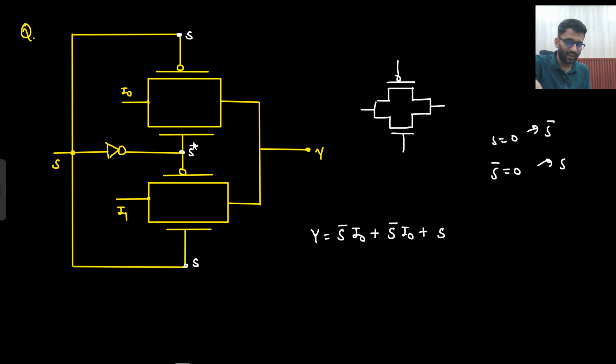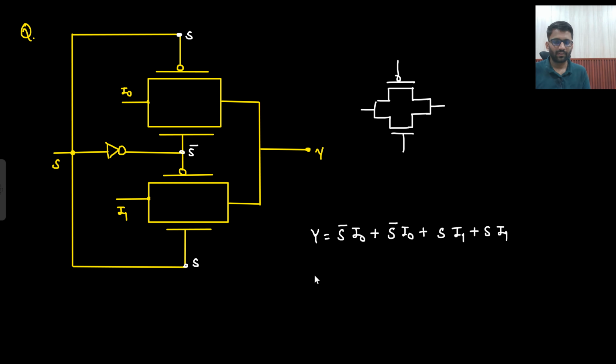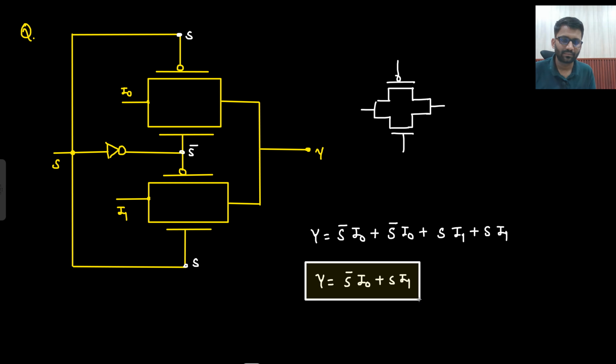So if S bar is 0, then I1 will come to the output. Or if S is 1, then I1 will come to the output, right? So what is your Y? S bar I naught plus S I1. What is this? 2:1 mux.